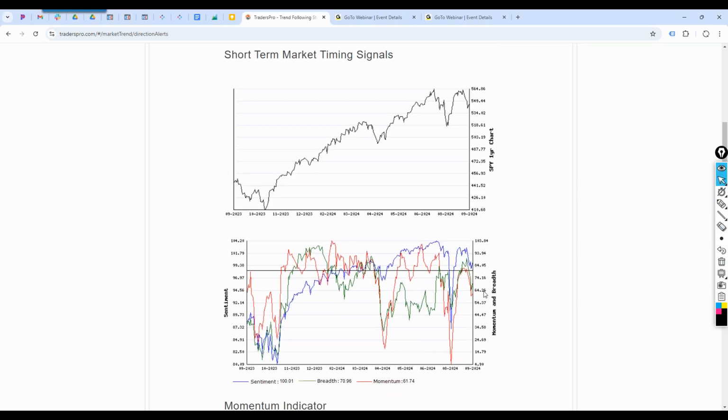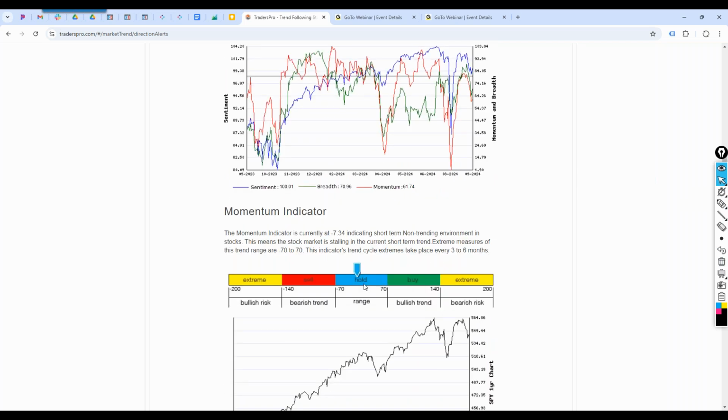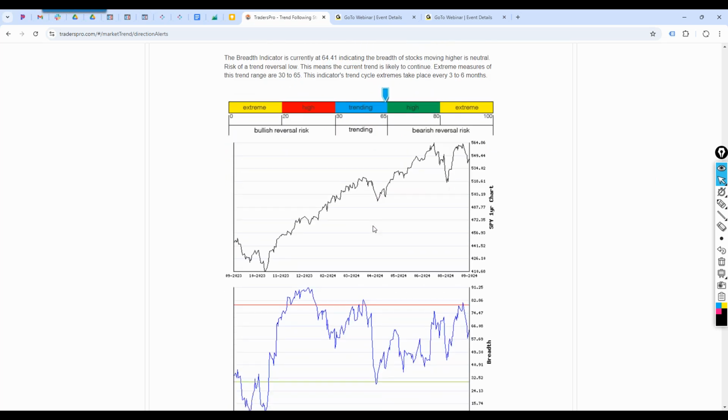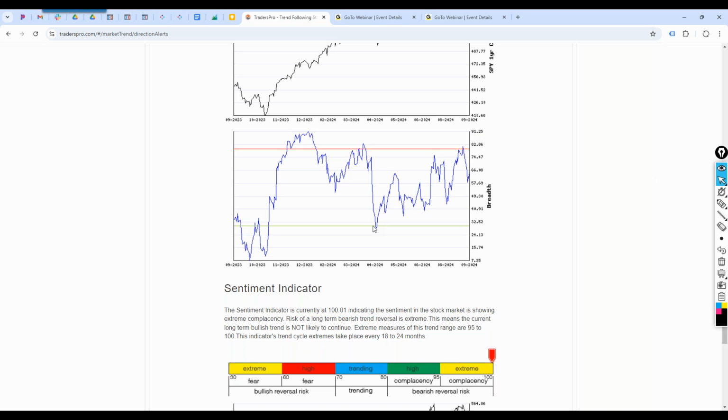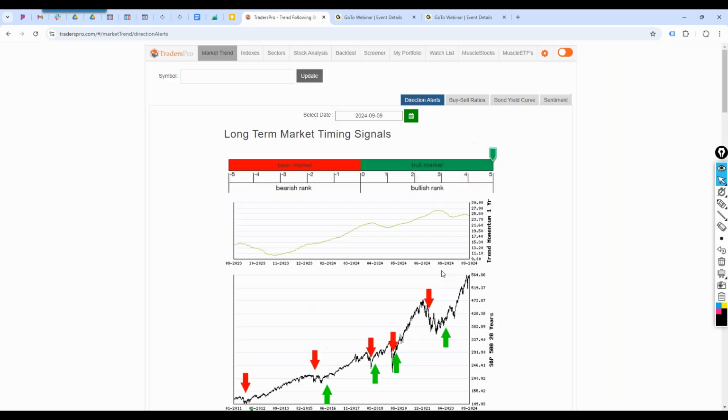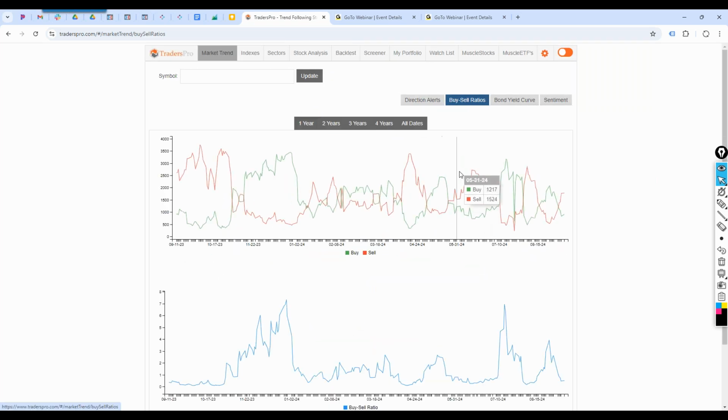We're also seeing some weakness in momentum. We'll just come to this chart. We're in this hold range now. Momentum also, breadth stuck in this middle hold trending range, and sentiment also. Sentiment had weakened a little bit yesterday, a little bit more strength there today. Buy-sell ratio is also showing some weakness at less than 1.51.